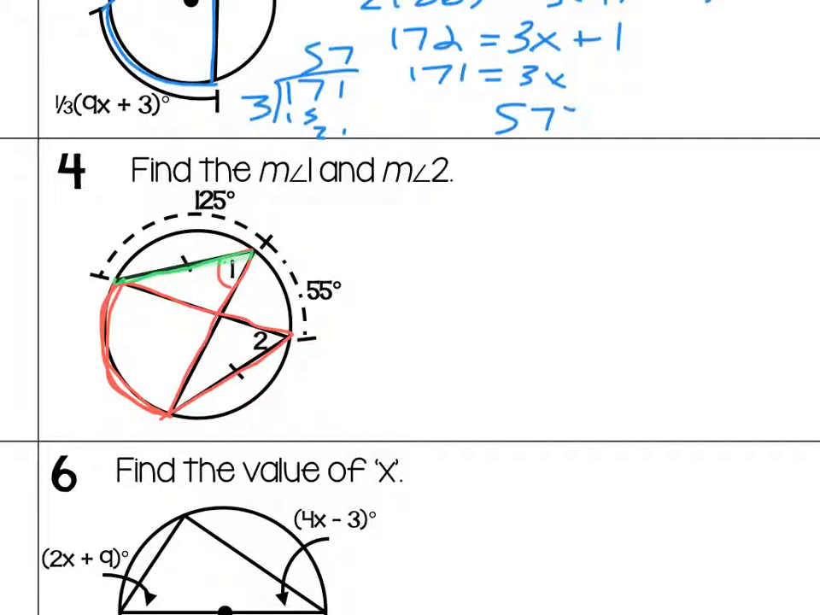So here we have to use what we know about chords, which is that if I have two congruent chords, which they've marked for me, then that means that their arcs are also congruent. So since this one is 125, it also means this missing one is 125. And now I can add and subtract from 360 to get, I'm just going to call it x, my red one there. So I have x plus 125 plus 125 plus 55 equals 360.